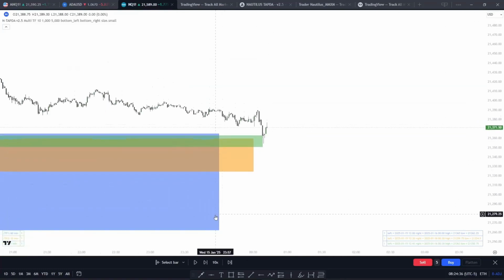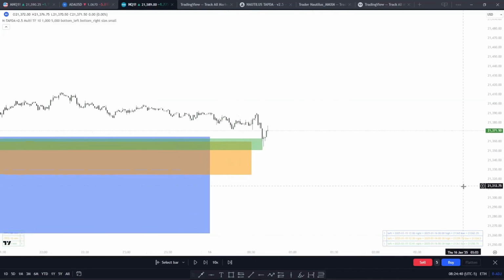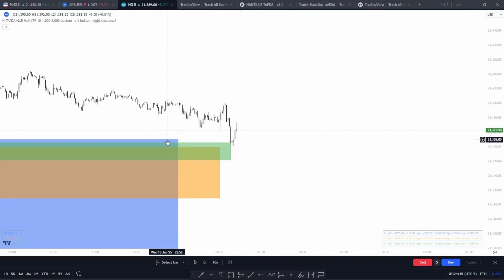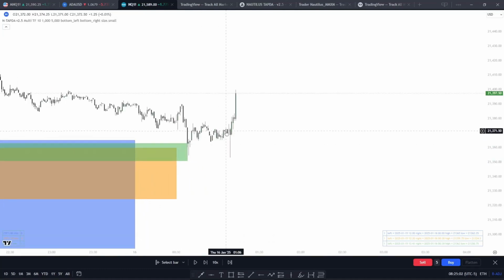This blue box is our biggest hourly range. This orange box is our 10 minute range. And this green box is our minute range. As you can see, this is total time and price alignment. So now look what happens. We start to reject and then we drop down one more time into this minute range.